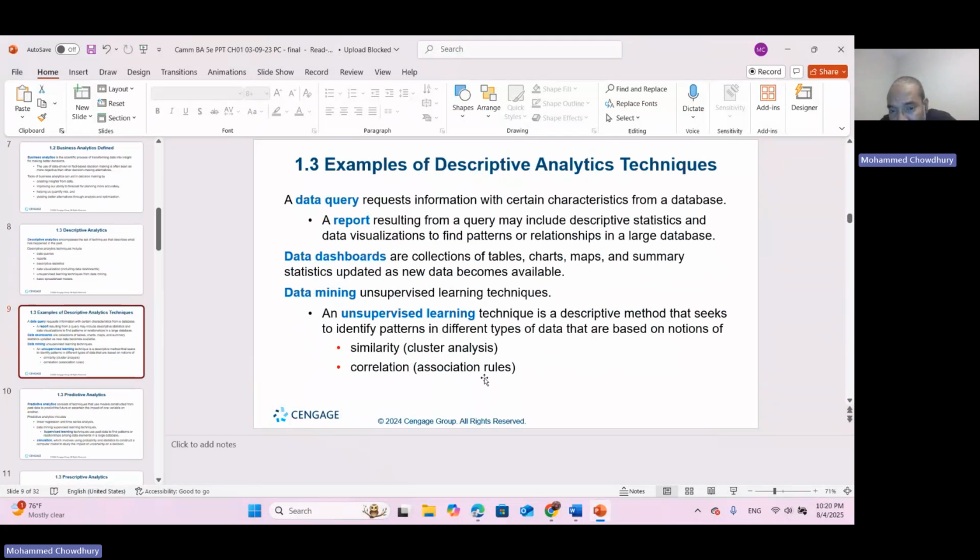An unsupervised learning technique is a descriptive method that seeks to identify patterns in different types of data that are based on notions of similarity. That means clusters. So unsupervised learning means you have a lot of data. You have made 3, 4, 5 clusters of the data. So that means 5 clusters of data.